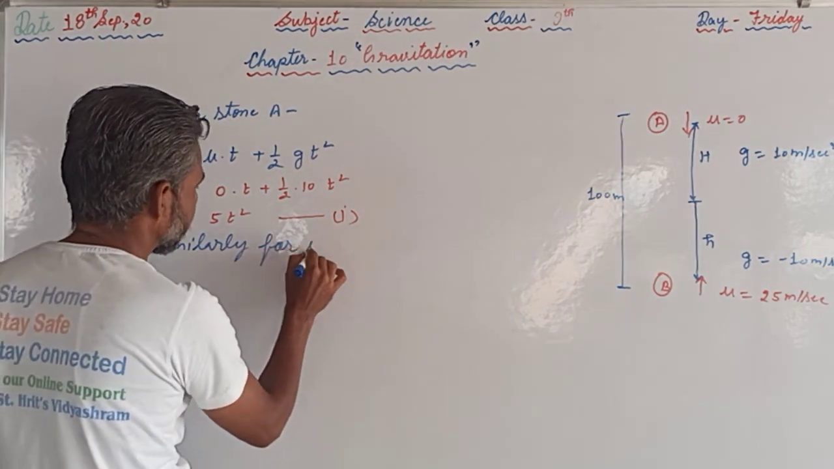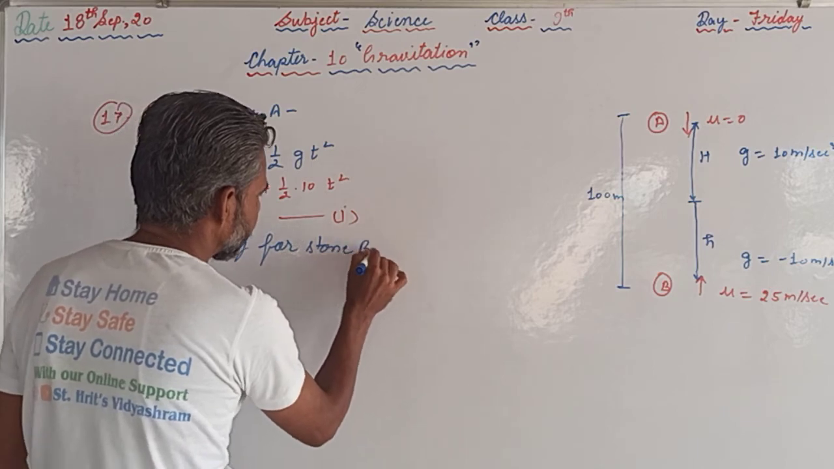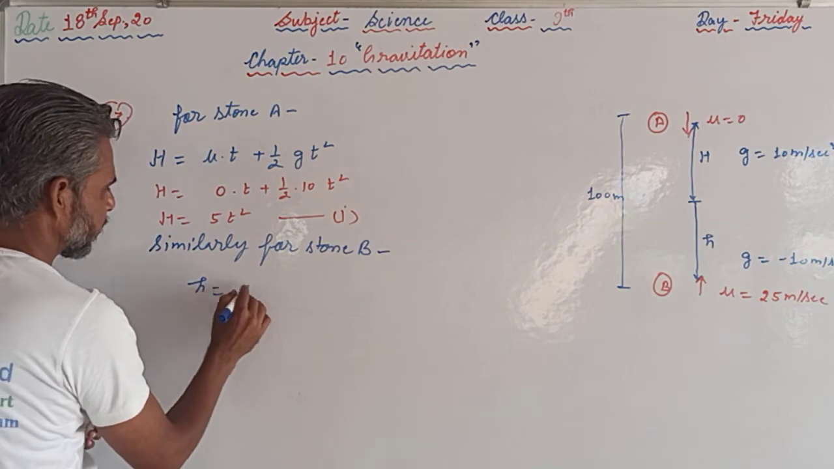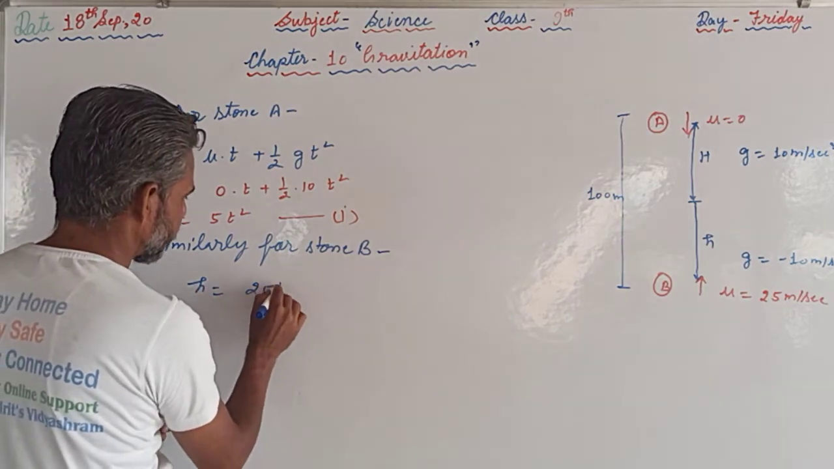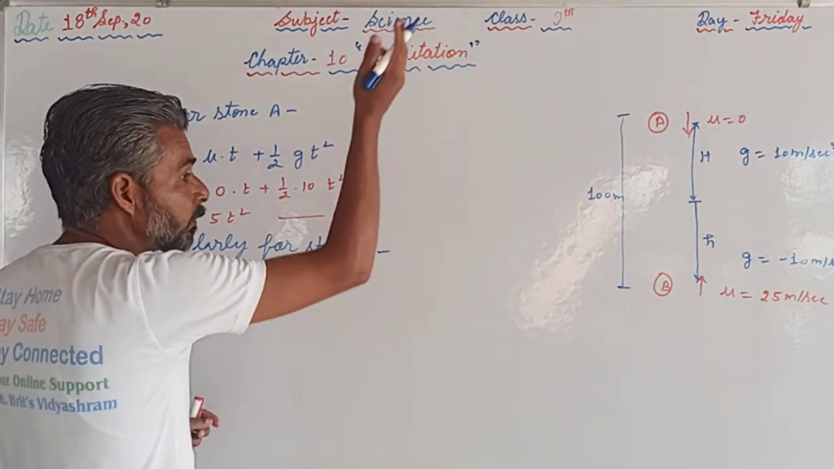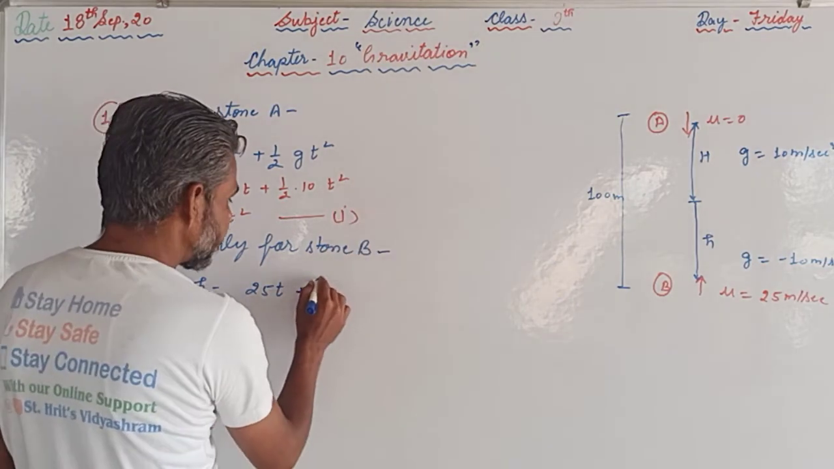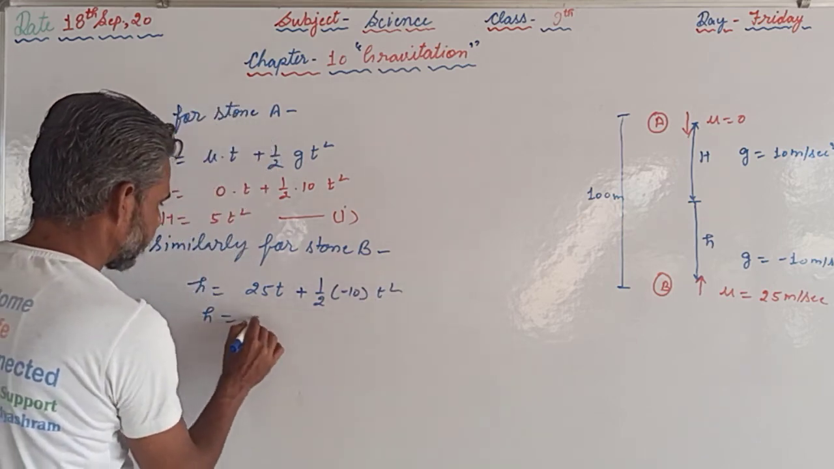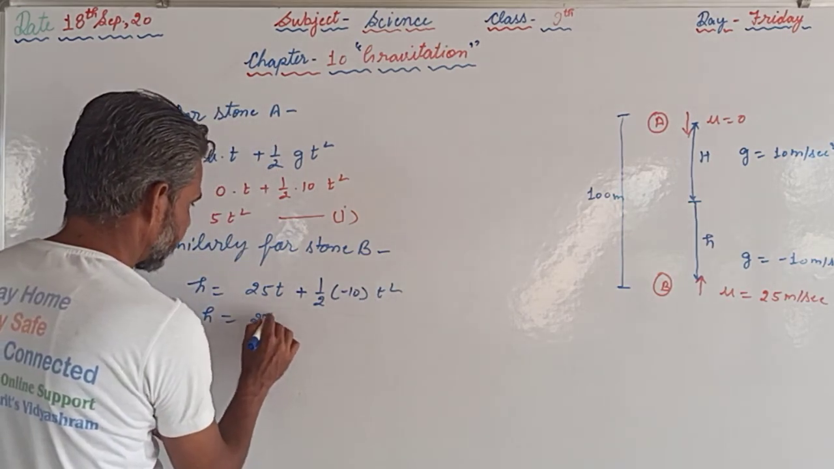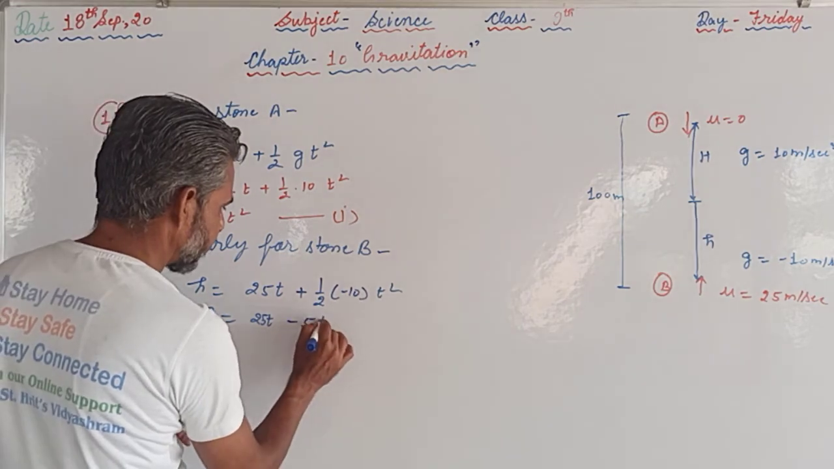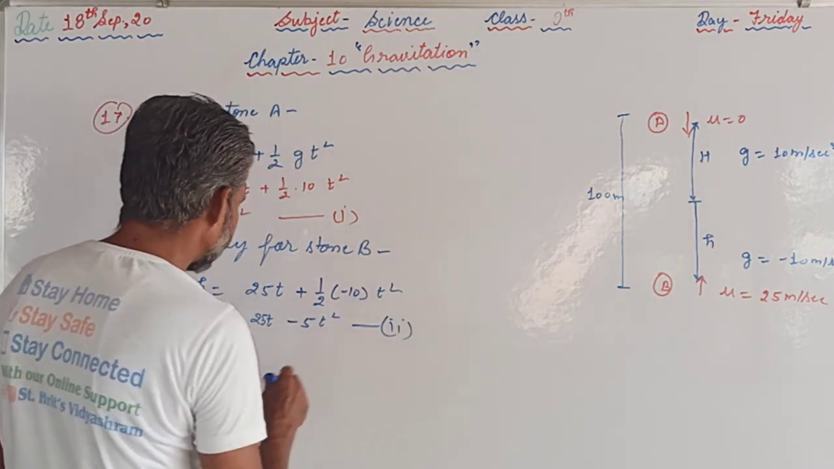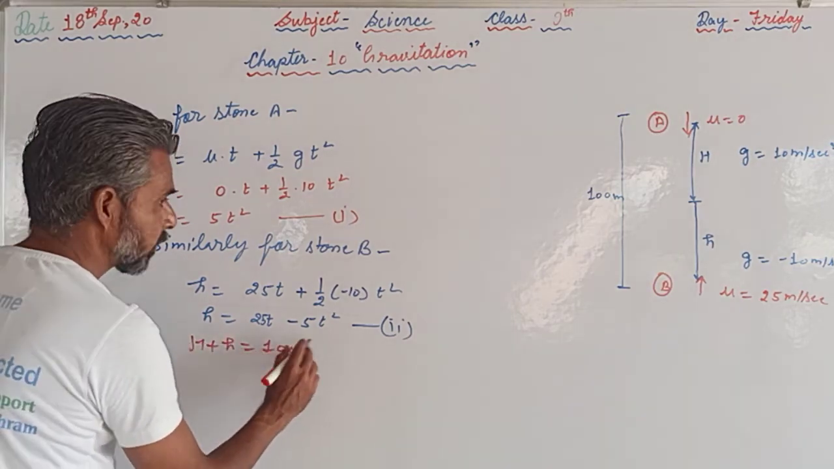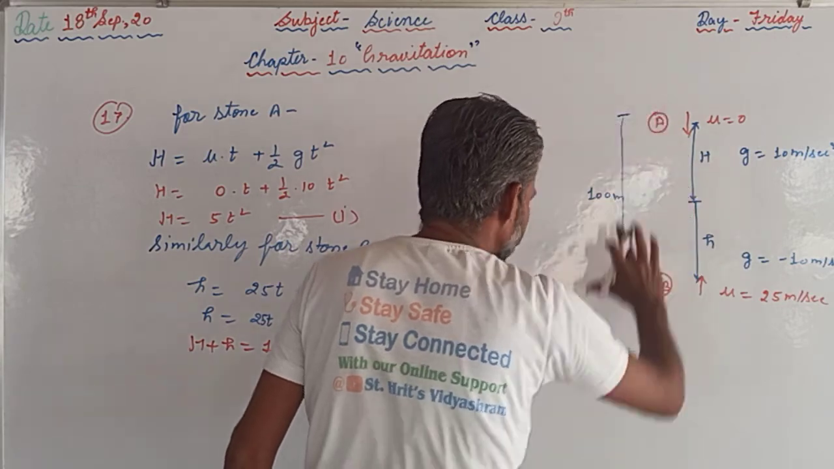Similarly, for stone B, we take h is equal to ut, u means 25 into t, and that will be plus half g t square. Half g is minus 10 t square, so h will be 25 t plus minus 5 t square, that is equation second. And we know that H plus h is equal to 100. H plus h will be the total.